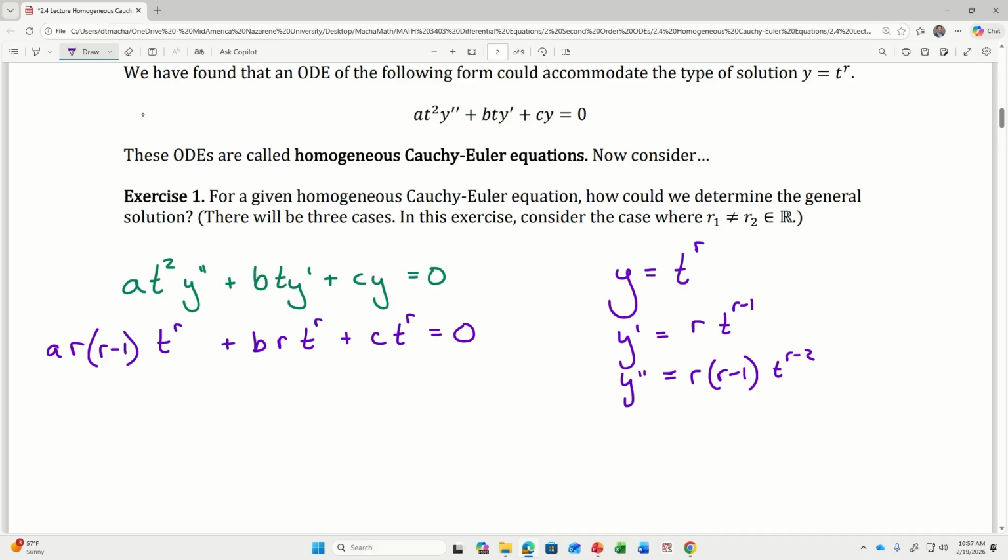So factor out the t to the r power, and we would be left with something like this, where in the first term I'm going to distribute a r to r minus 1. I'm going to get a r squared minus a r plus b r, which is something like plus b minus a r, plus c equals 0.